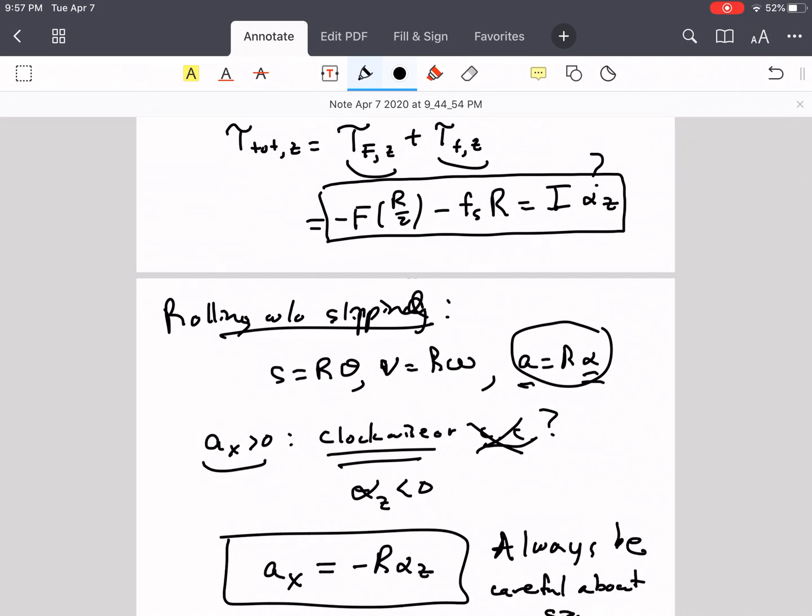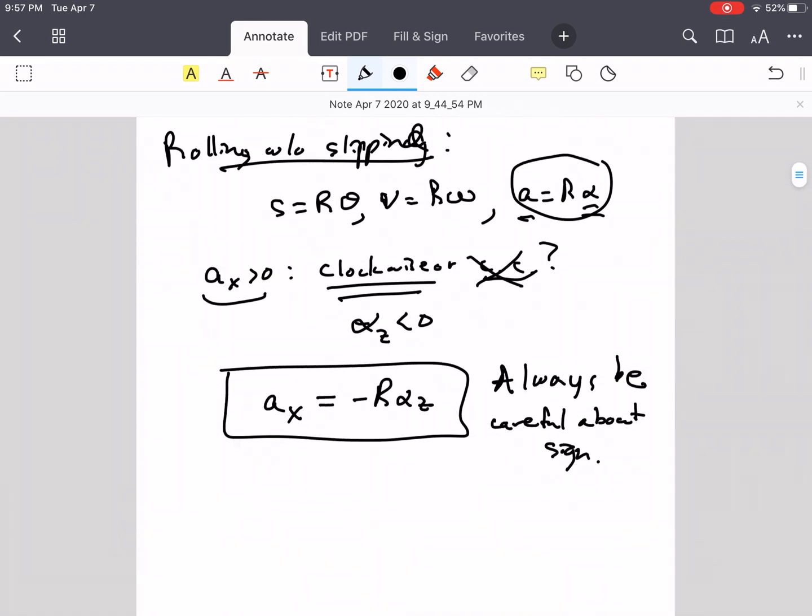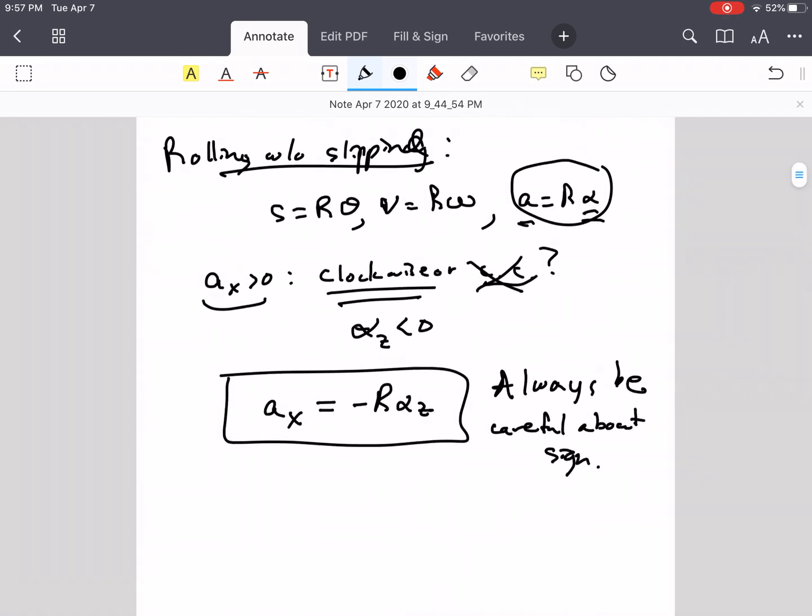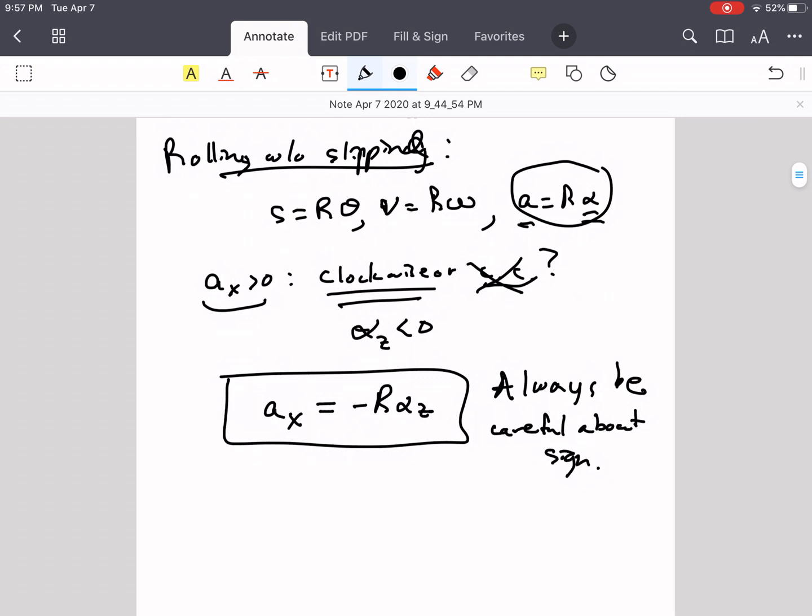The first part of this problem asks us, what is the resulting acceleration? In fact, that's all that it asks us for. So let's eliminate everything else from the problem. First, let's solve this equation for alpha z. Alpha z is equal to negative ax divided by r.